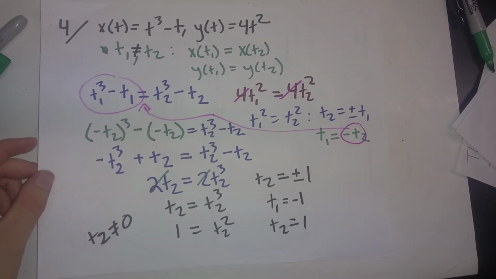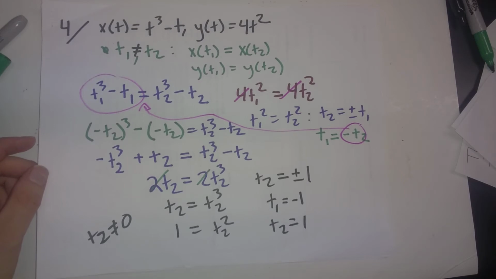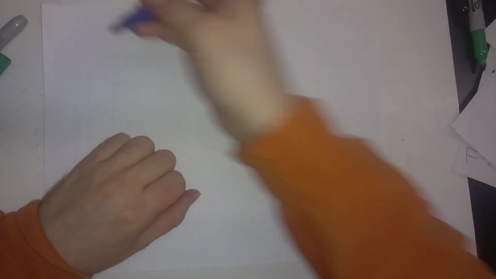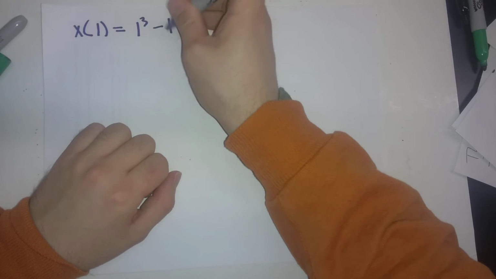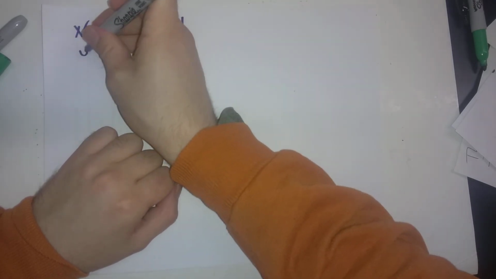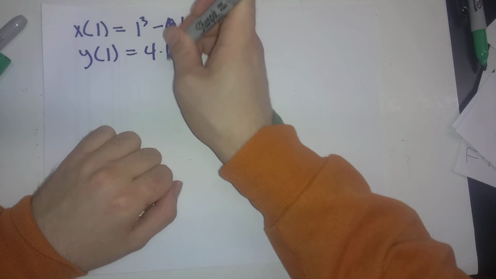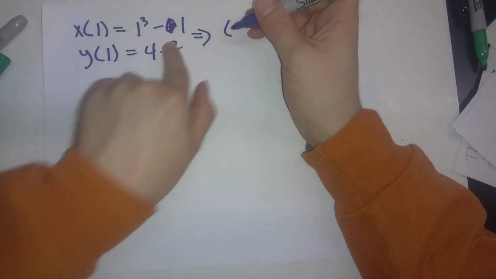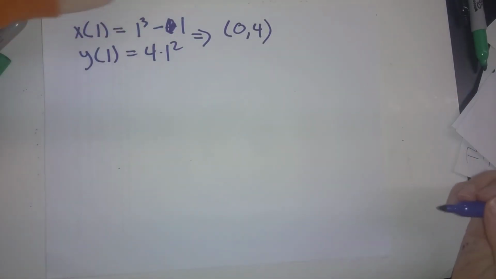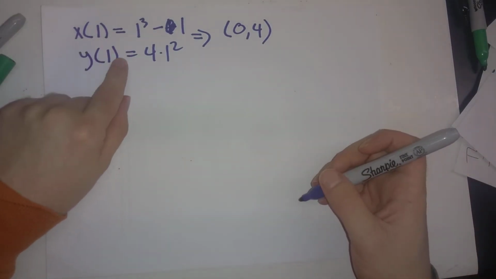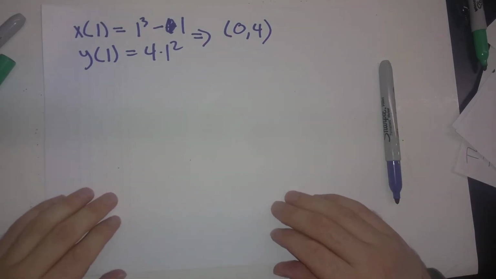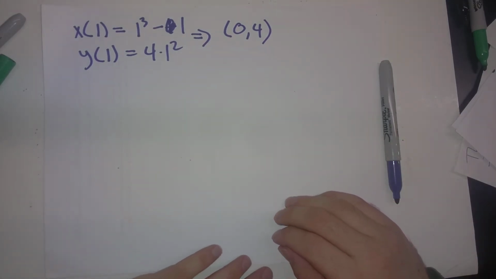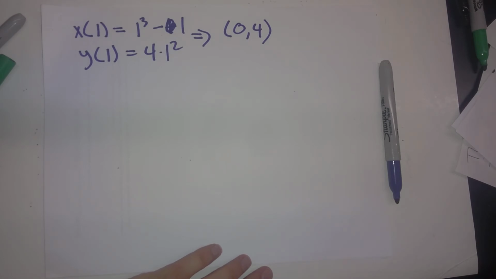But we go back to the problem, it says find the point. It doesn't say find the times, it says find the point. And so what do we want here? We want x of 1 is 1 cubed minus 1. Y of 1 is 4 times 1 squared. This is 0 and this is 4. If we plug in minus 1 instead of plus 1, we see we also get 0, 4. So that confirms that, yes, we did find the appropriate point. Okay, so we found the point.